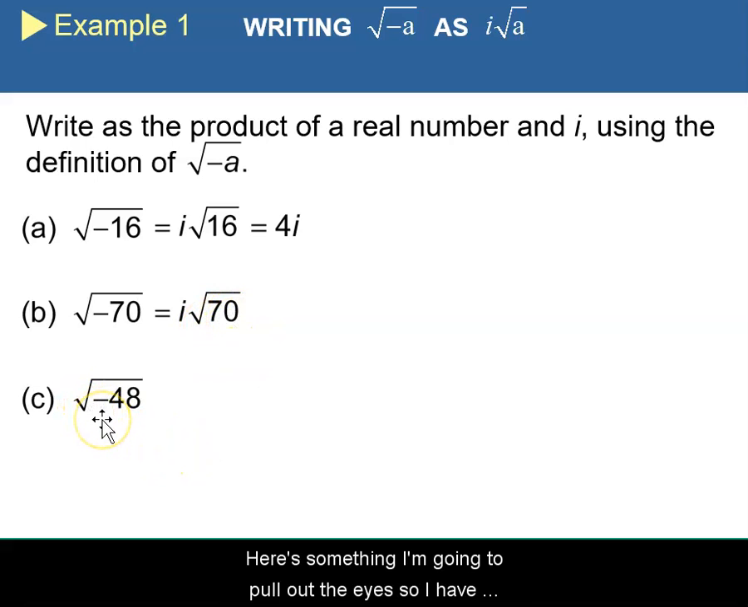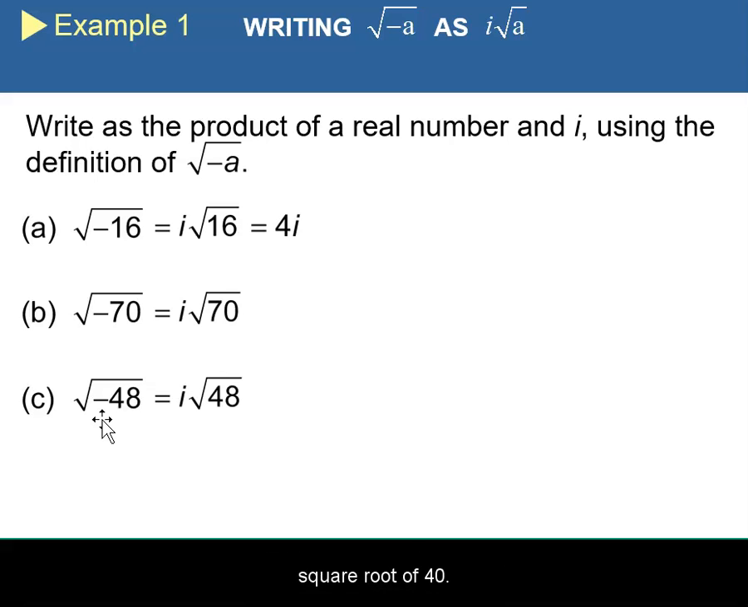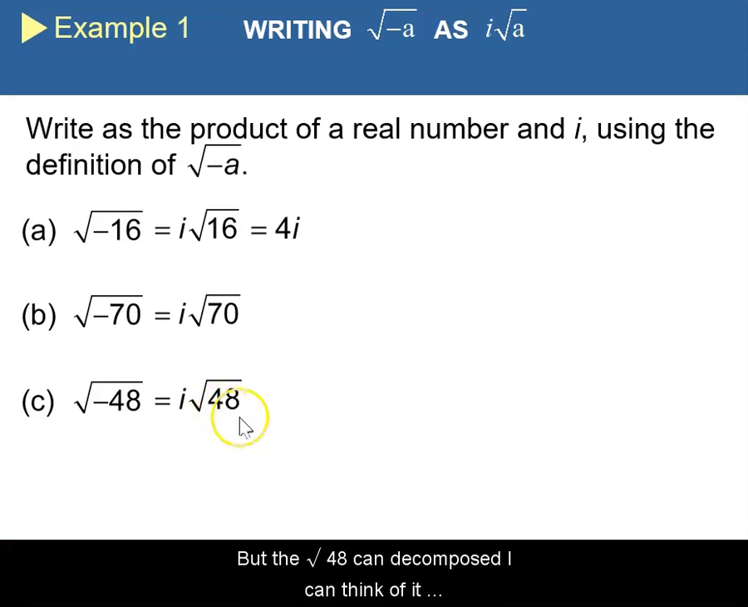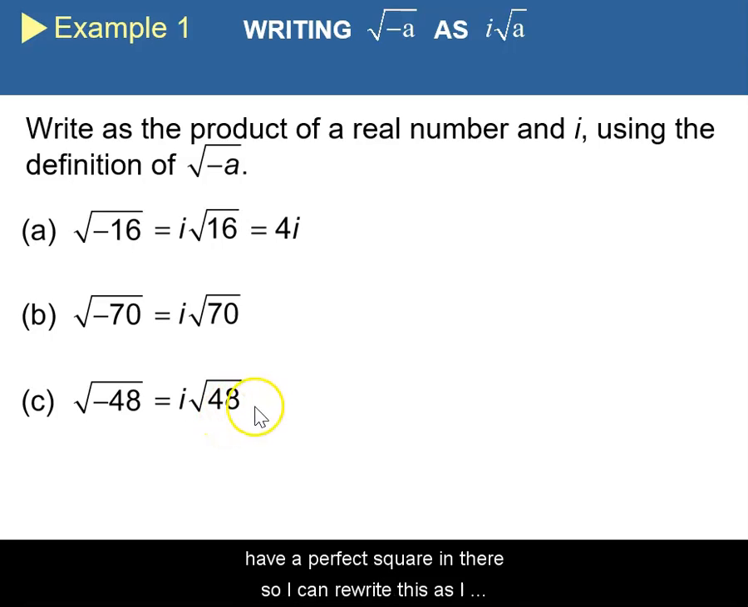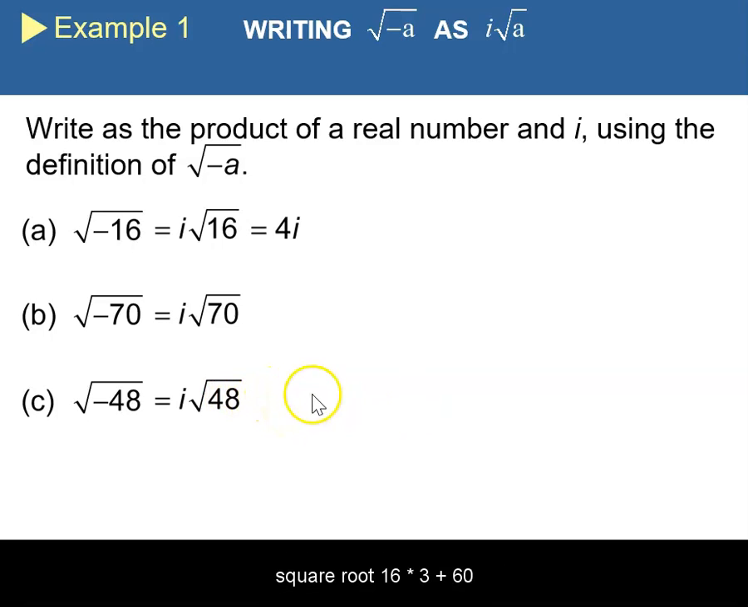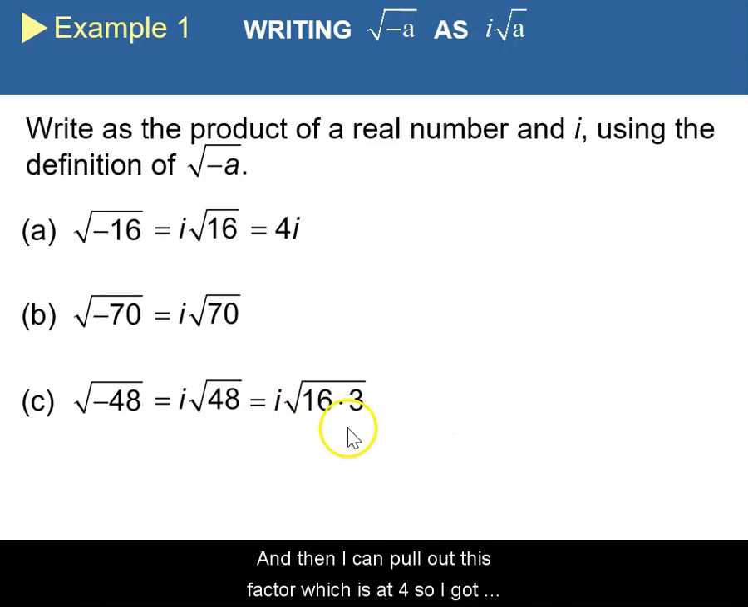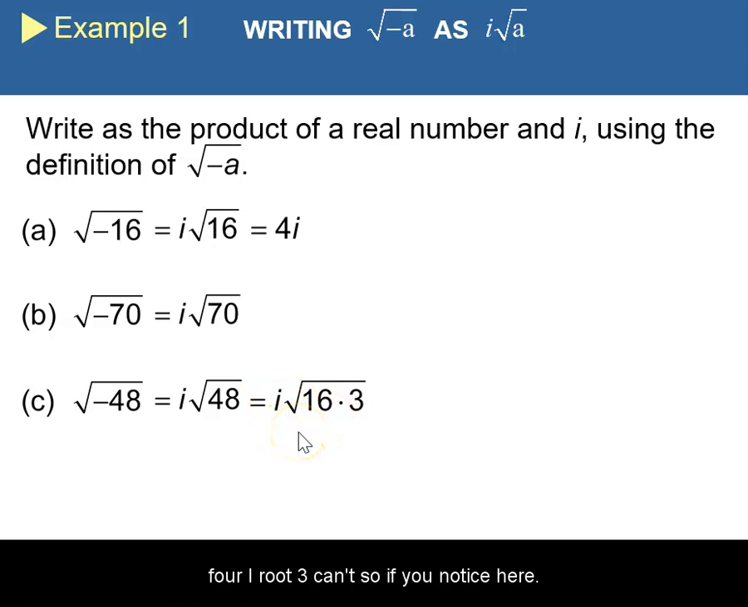Here, same thing. I'm going to pull out the i, so I have square root of 48. But square root of 48 can decompose. I can think of it as 4 times 12 or 16 times 3. 16 times 3 is probably better because I have a perfect square in there. So I can rewrite this as i square root 16 times 3. So 16 times 3 inside of the bracket, right? And then I can pull out this factor, which is a 4. So I got 4i root 3.